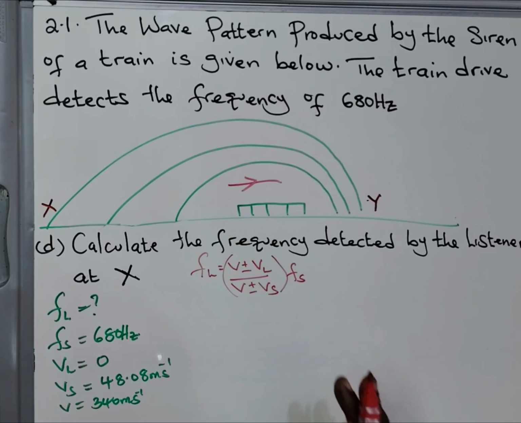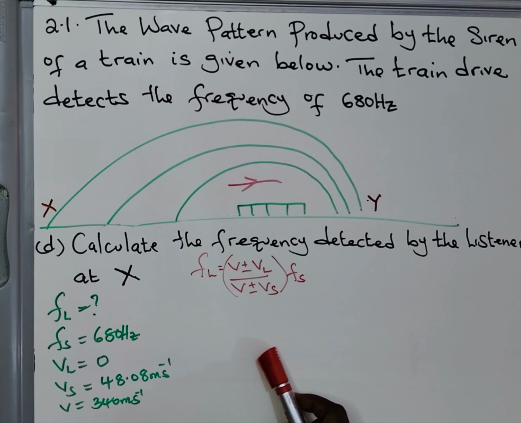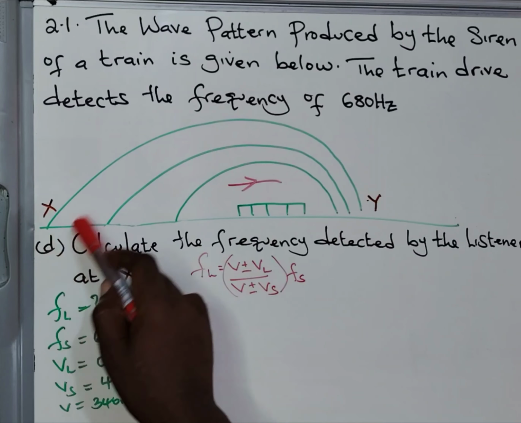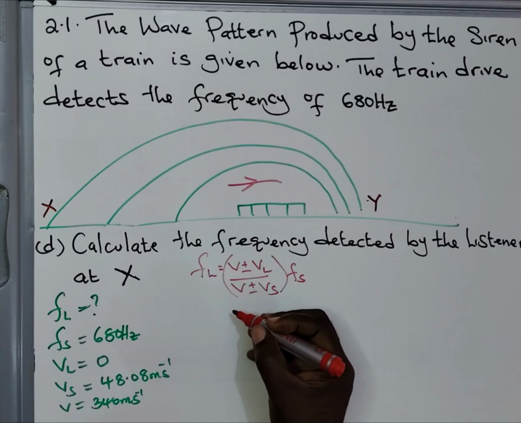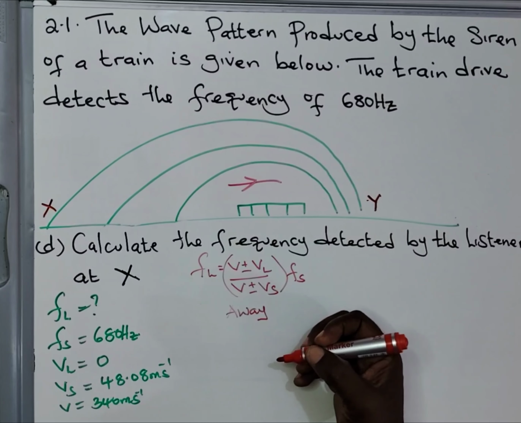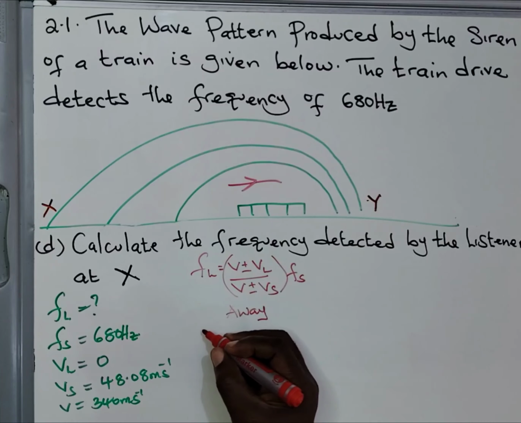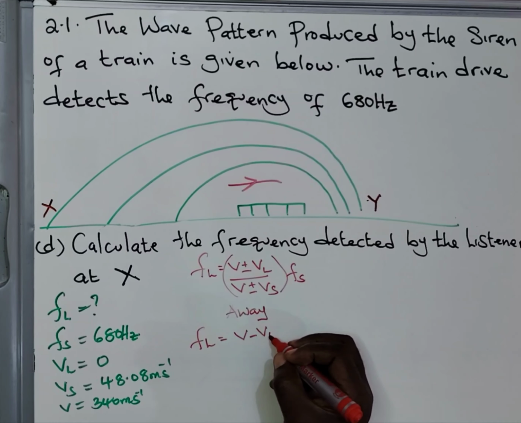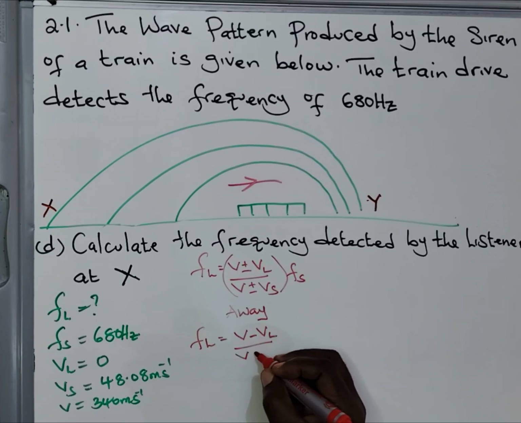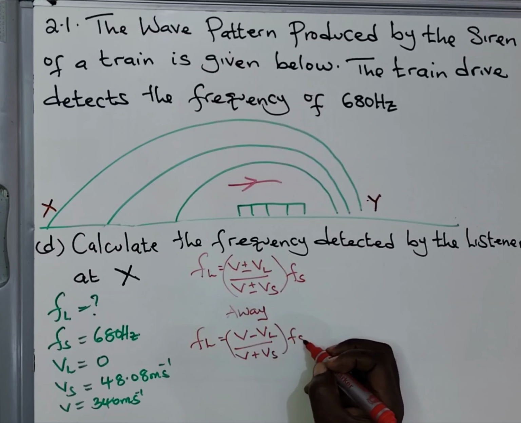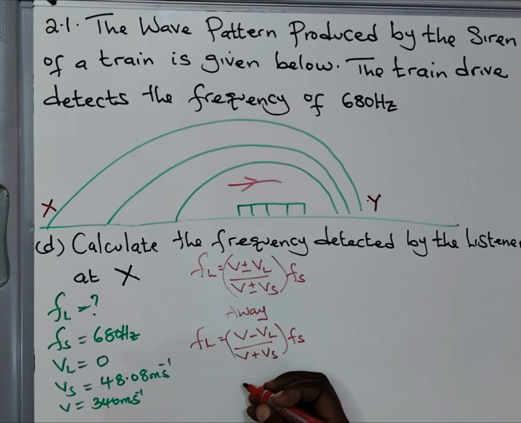After having the formula, then you assess the situation. Is it approaching or away? We know the train is moving towards Y. So for example, at X, the train is moving away. Having that, we change the equation to suit this situation. So for away, we are going to have FL equals V minus VL over V plus Vs, all this one into Fs.